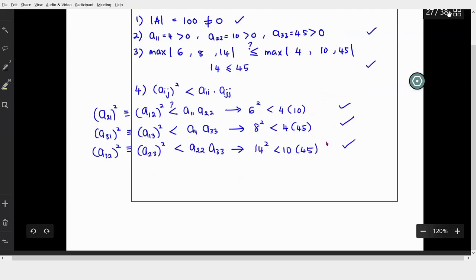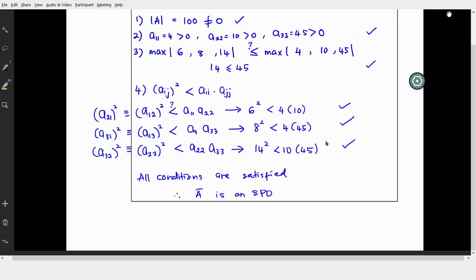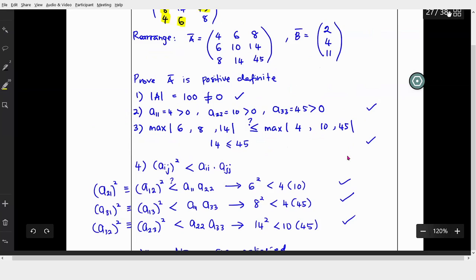All right, so you can write all conditions satisfied. Therefore A is an SPD matrix, symmetric positive definite. Or A is symmetric positive definite. Boleh faham ni? 4 criteria for the Cholesky.